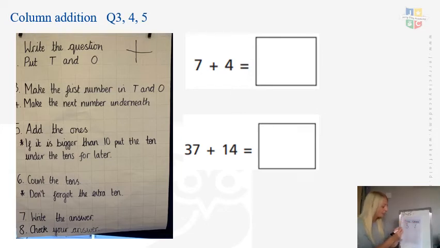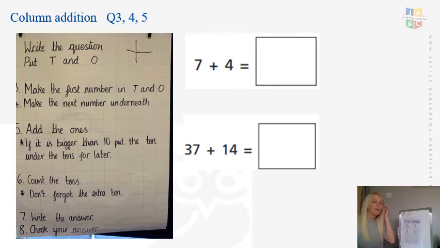Remember, we're adding, so don't forget to write that there to help me remember that when I add, my numbers need to get bigger. Okay, now I can make the next number underneath. So 14 has 1 ten and 4 ones, so I can add that underneath. Does your column addition look like mine, ready to go?